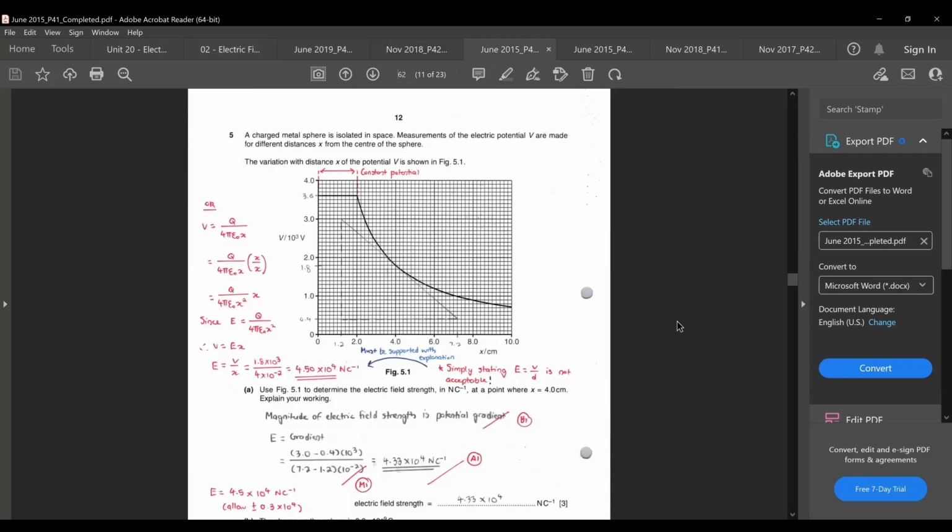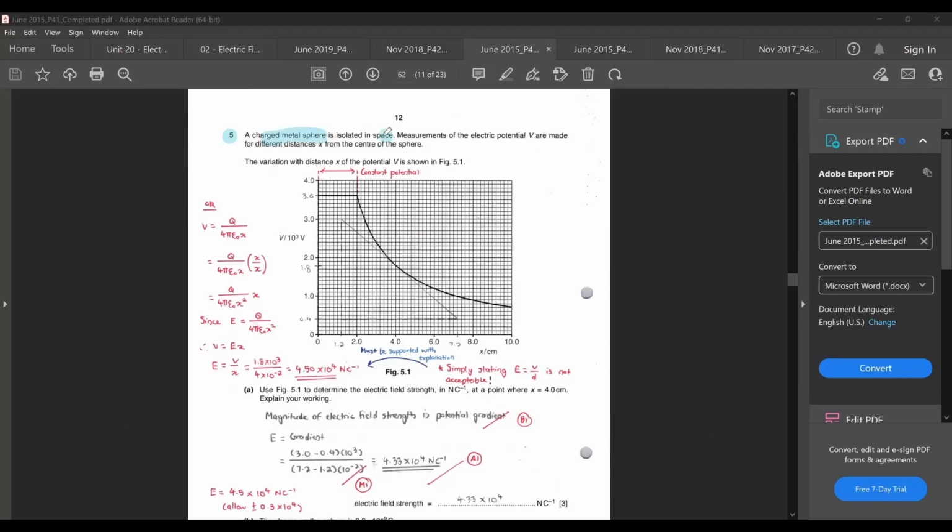So in your current question, you have a charged metal sphere that is located in space. Measurements of the electric potential V are made for different distances x from the center of the sphere, and the variation of the potential V with distance x is as shown here. So you have a charged sphere. You are interested in the variation with distance x from the center of the sphere of the potential.